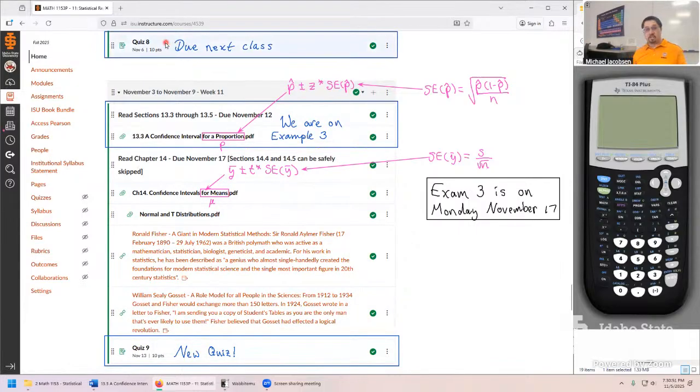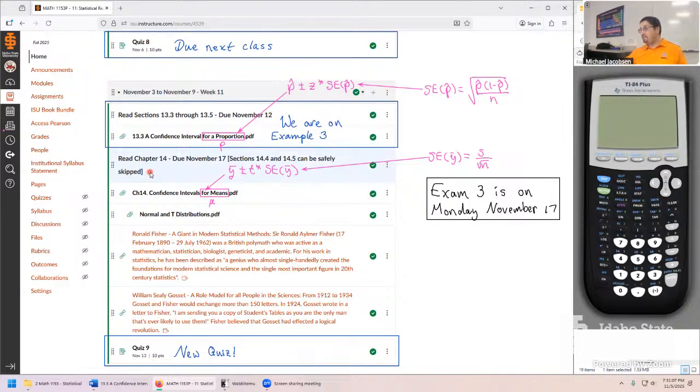For quiz number 8, this one's going to be due next class. This one's based off the chapter 10 problems that we were doing. So once we finish off section 13.3, we're changing gears into chapter 14, but we're not doing anything too different.